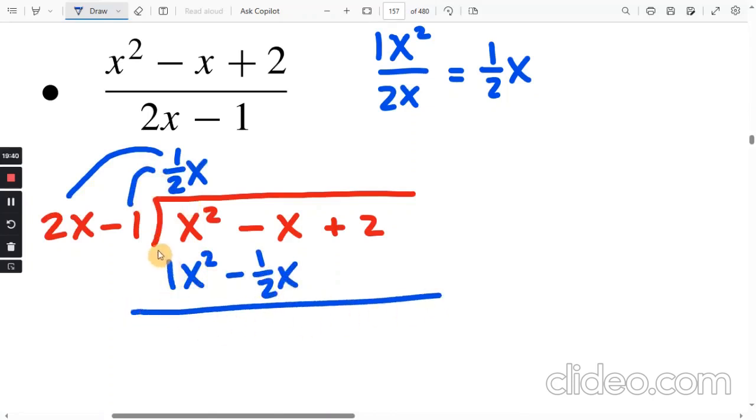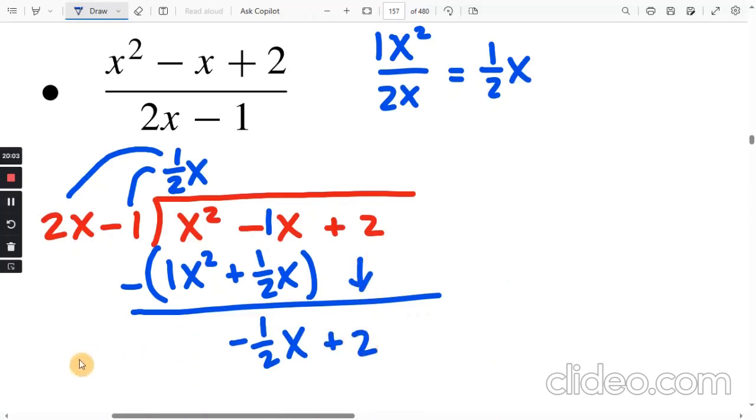Subtract this whole thing with parentheses. X squared minus x squared is 0. Two negatives make it positive. Let's see, we have negative 1 plus 1/2. That's going to be negative 1/2. And we still have the x's. Bring down the positive 2. And repeat the process.